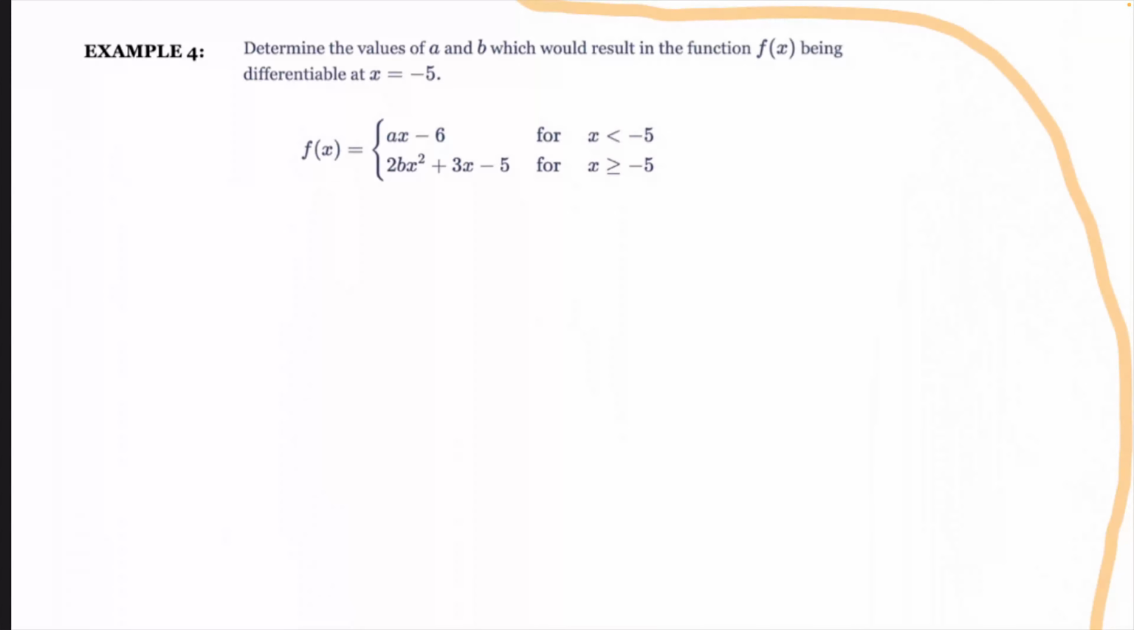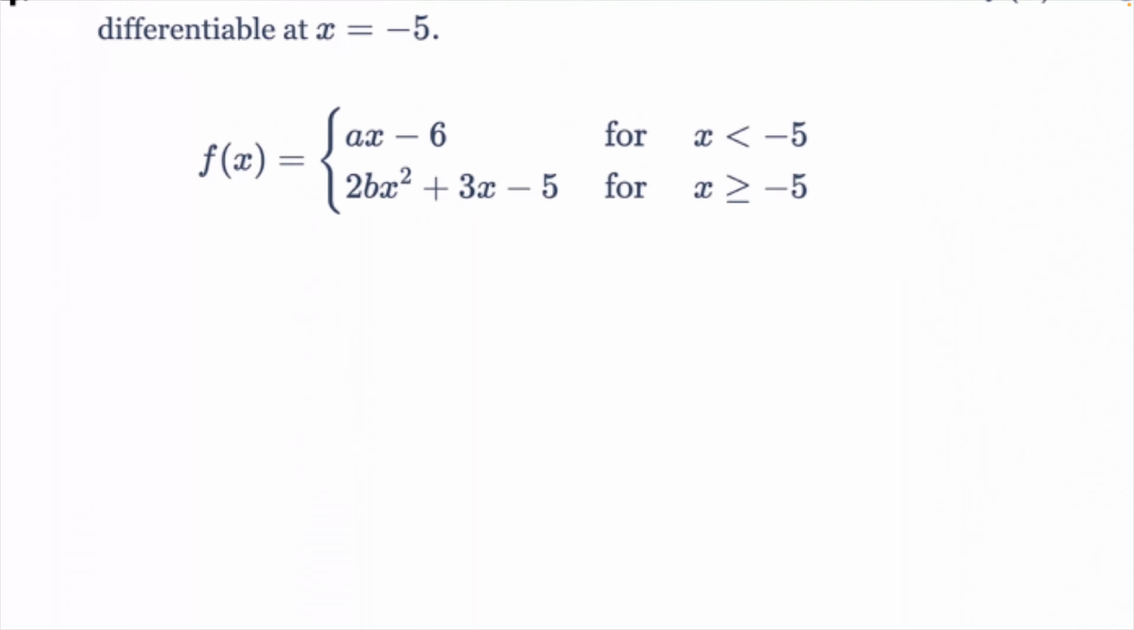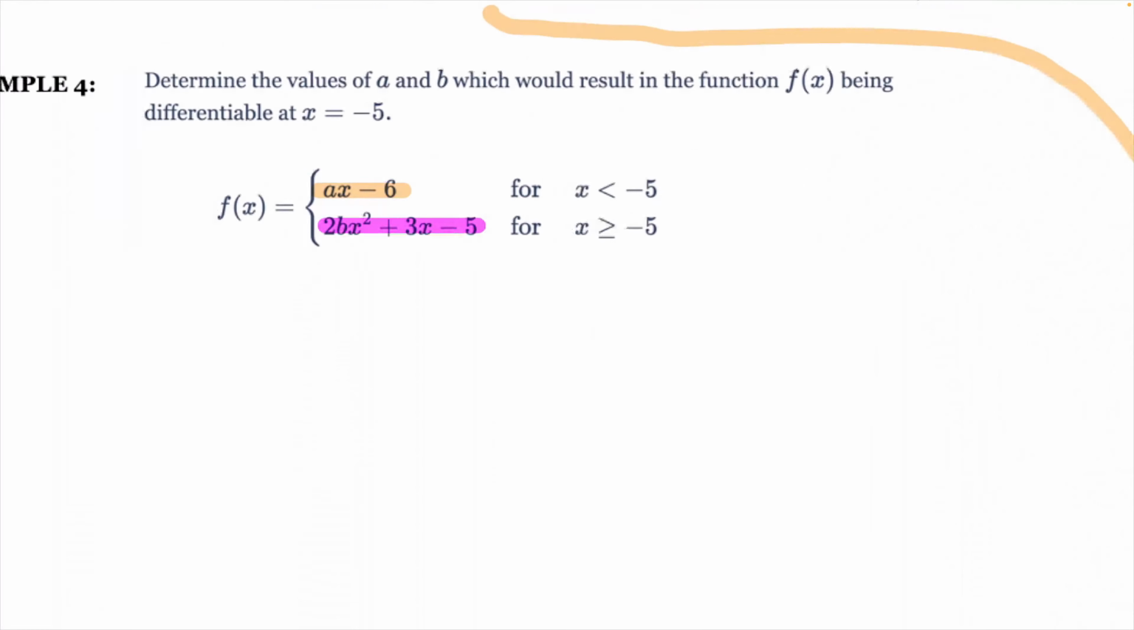Okay, so determine the values of a and b that would result in f of x being differentiable. So that means it's differentiable everywhere. Where does the rule change? Where does f of x change? When x equals negative 5, right? When x equals negative 5, the rule changes. If it's less than negative 5, I'm going to use that guy. When it's negative 5 or more, I'm going to use that guy, right? So that's where it changes at negative 5.